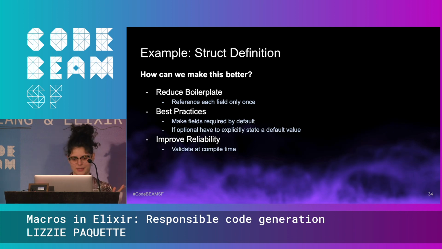So how can we make this better? Well, we could reduce boilerplate by referencing each field only once. Right now, we have to write the same field name in multiple places when defining structs. We could enforce best practices by making fields required by default. This is like being opinionated. And if you are going to have a field that's optional, you need to explicitly state a default. And we could improve reliability by validating at compile time.